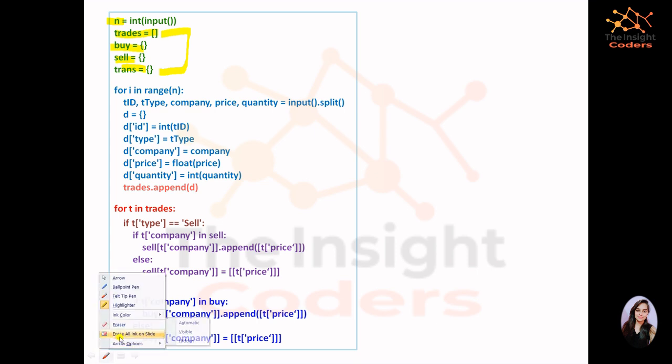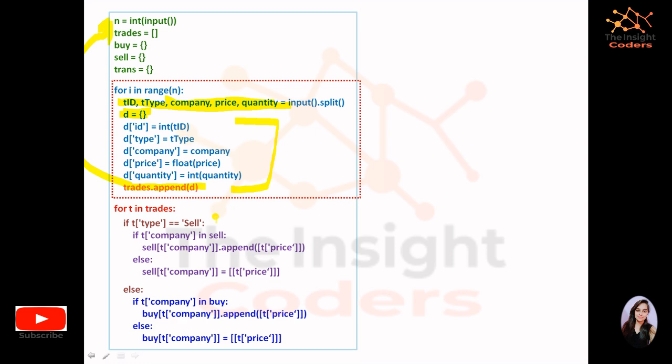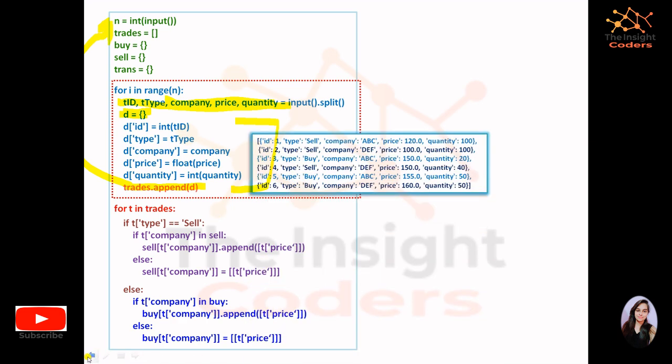So I've just declared them as an empty list or an empty dictionary, right? The values we had were the ID, type, company, price, and the quantity. I'm taking this value and splitting them. Now I'm making a dictionary D. Every time these are added in a dictionary, and this dictionary is added in the transactions list, the trades list. So this would be the answer if I should say for it.